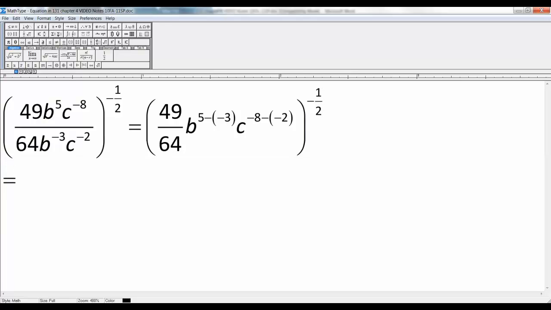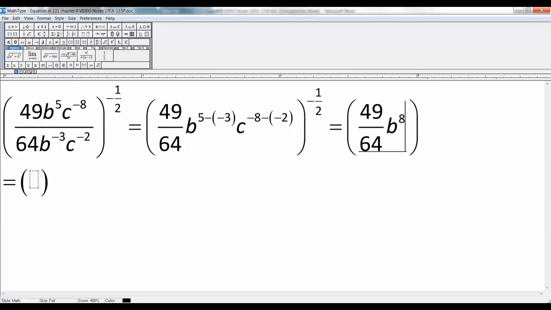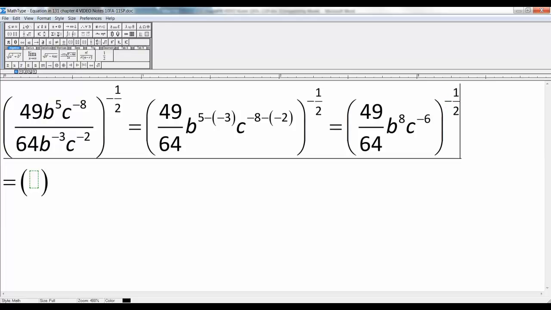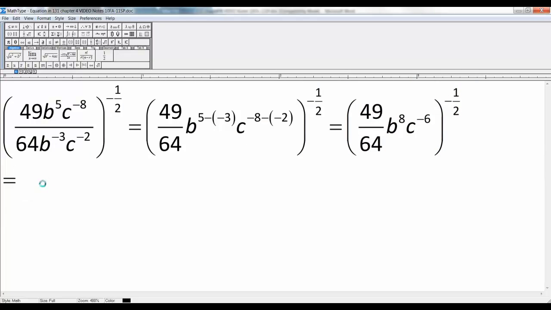All right. So then that makes it, you know what, I'm going to put it right over here. That makes it 49 over 64 b to the 8, right? Because 5 minus a minus 3 is 5 plus 3. c to the, now negative 8 plus 2 is negative 6. And this is all raised to the negative 1/2 power. All right, that's okay. We can handle this. We've now simplified what's inside, right?